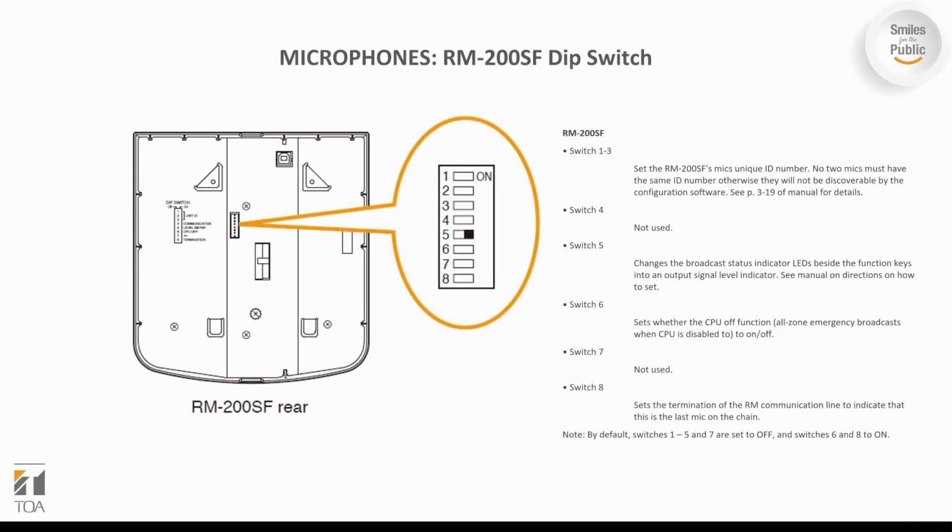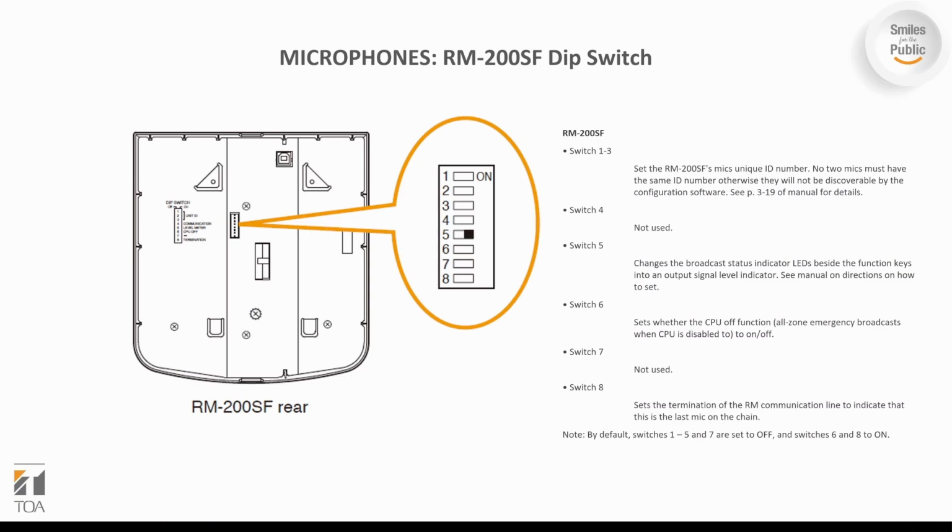The RM200 has a set of dip switches used for microphone configuration. Their functions are as follows. Switches 1 to 3 set the RM200SF's mic unique ID number. No two mics must have the same ID number for each frame. Otherwise, they will not be discoverable by the configuration software.